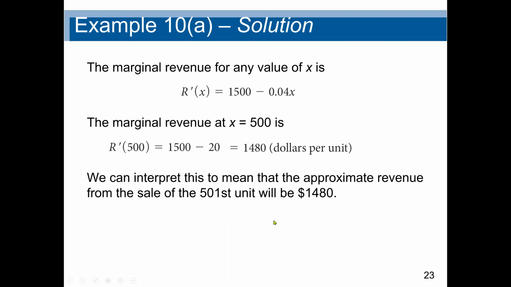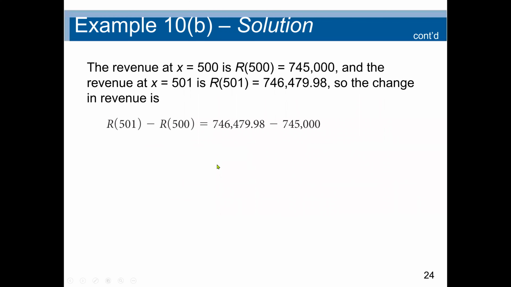Now, if I don't want to do it that way, then I will use the original function to find 501 and find 500. The answers you get, you find the difference of the two, and that will give me again the rate of change from 500 to 501, which is 1479.98. It's the same as finding the marginal revenue at the beginning point, which is 500. You get the same answer.